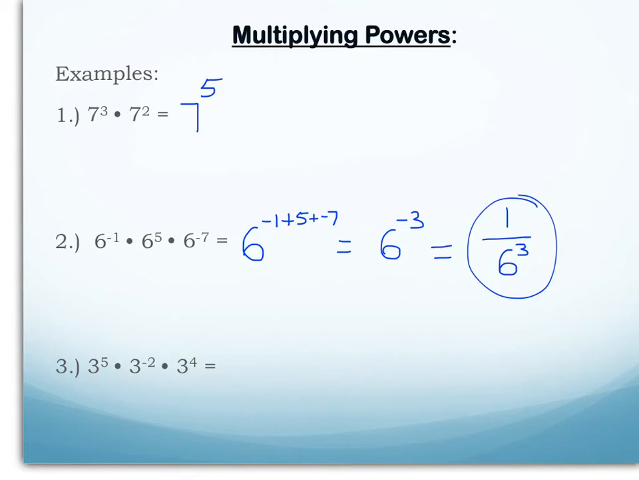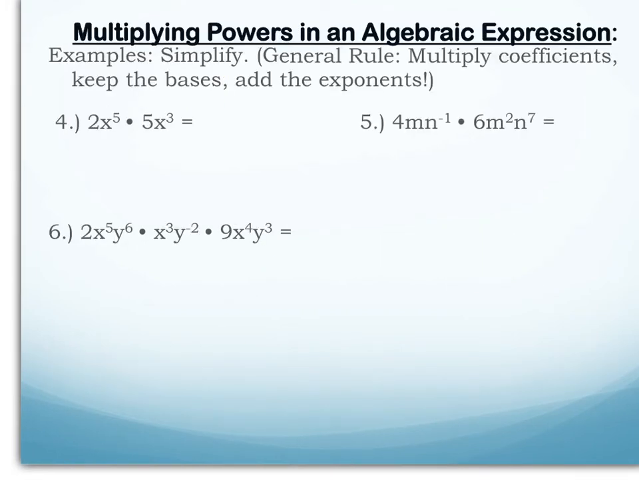And number 3, again, keep our base of 3, add your exponents. 5 plus negative 2 plus 4 is 7. And if I put that in my calculator, 3 to the 7th would be 2,187. Okay, multiplying powers in an algebraic expression.